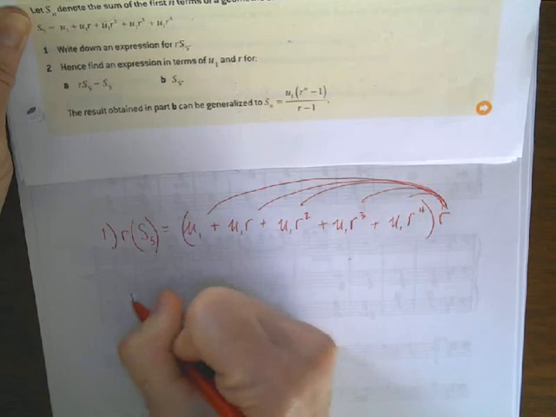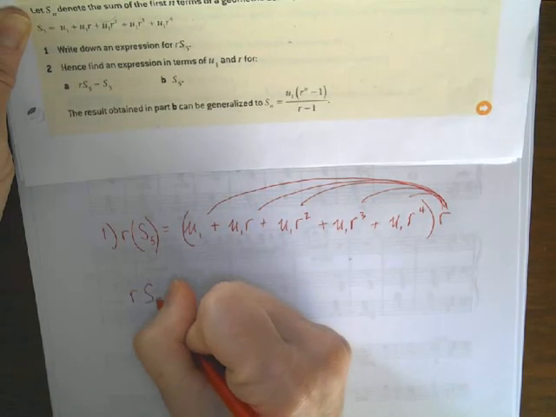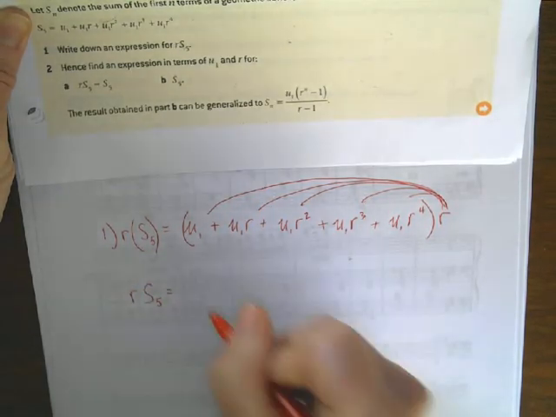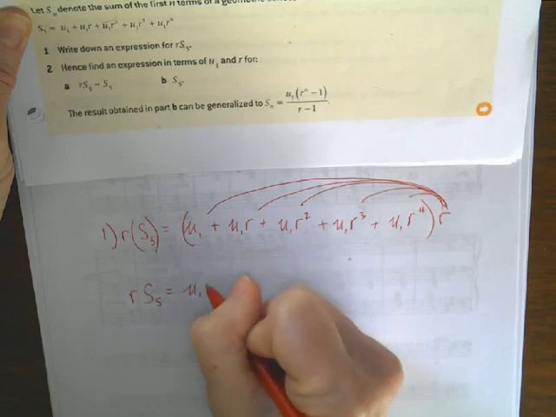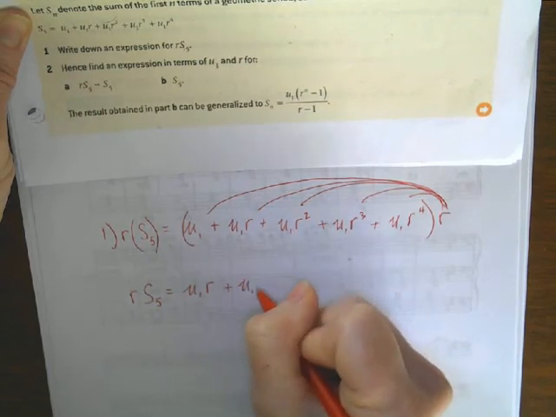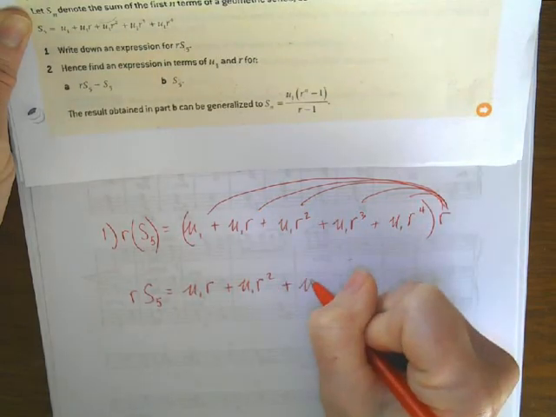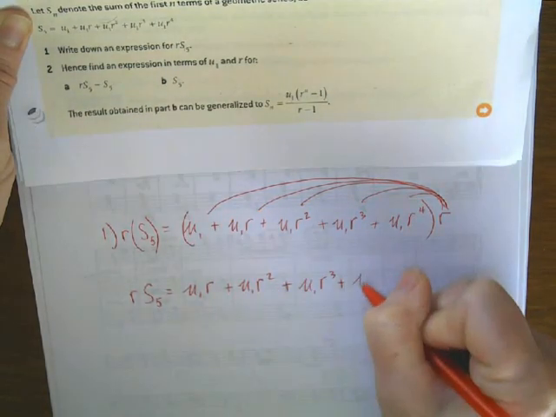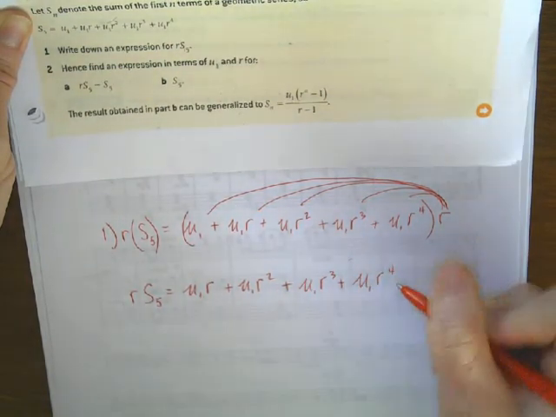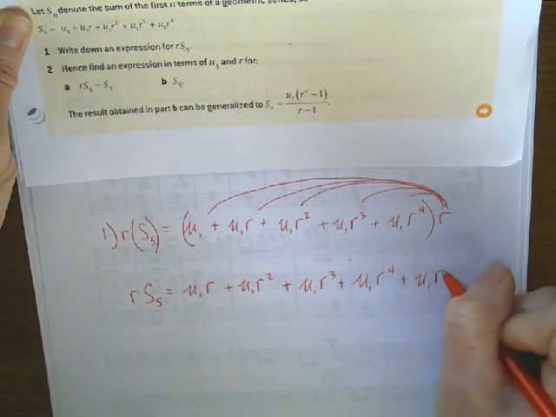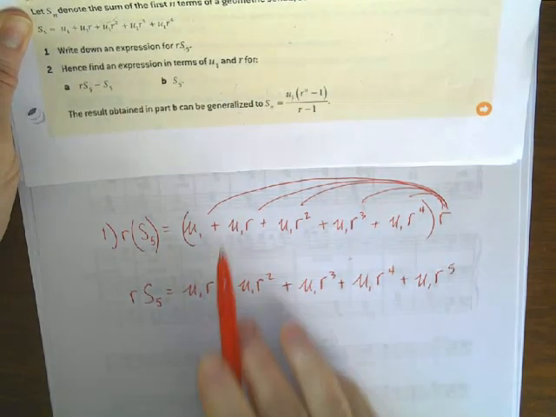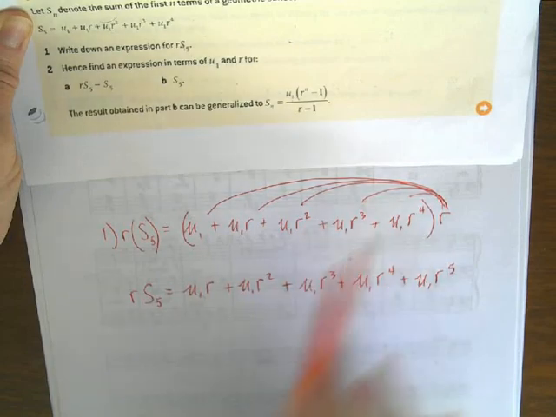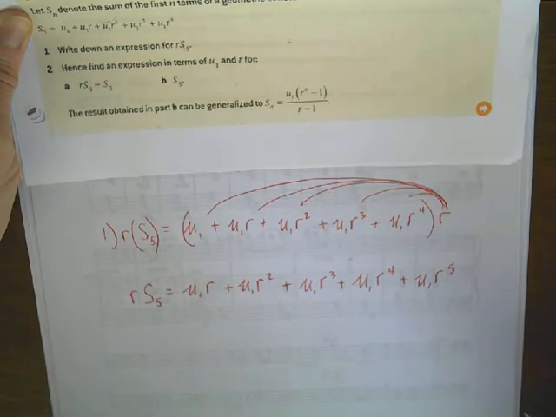So r times the sum of the first 5 terms gives us u1 times r plus u1 r squared plus u sub 1 r cubed plus u sub 1 r to the 4th plus u sub 1 r to the 5th. We still have the same number of terms, 1, 2, 3, 4, 5, but they've all just been multiplied by r.